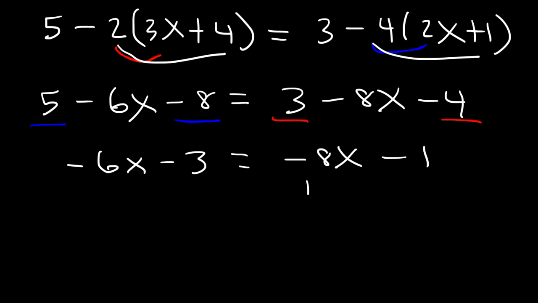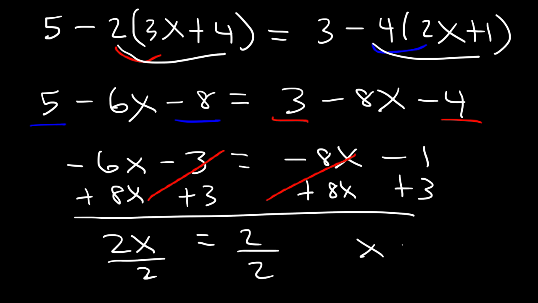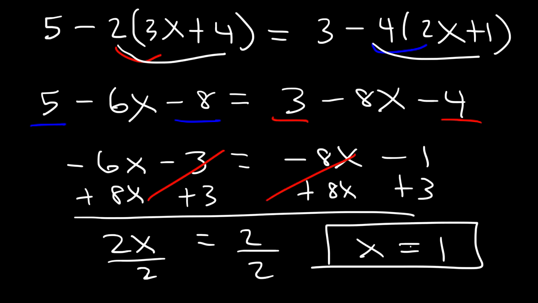Now let's add 8x to both sides. This will give us an x variable on the left side, and it's going to be positive. And let's add 3 to both sides, so we can get a constant term on the right side. Negative 6x plus 8x is 2x. Negative 1 plus 3 is 2. So if we divide both sides by 2, we can see that x is going to be 1. And that's it for that problem.